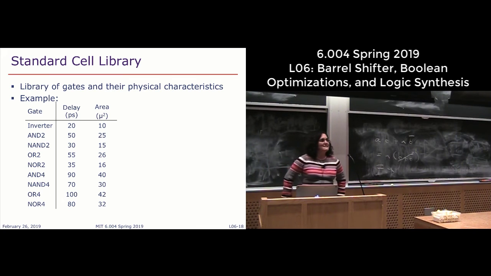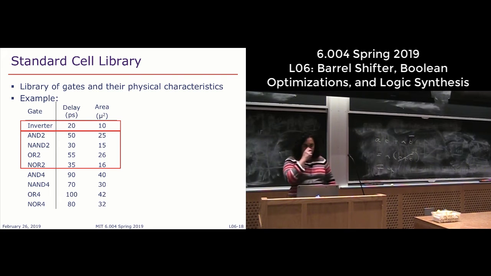So if we look at this standard cell library over here, we've got information about the delay, which is measured in picoseconds, as well as the area, which is measured in microns squared. And the types of gates that are available to us in this particular example are, let's say, an inverter, which has a delay of 20 picoseconds and an area of 10 microns squared. And here we've got a bunch of two input gates.